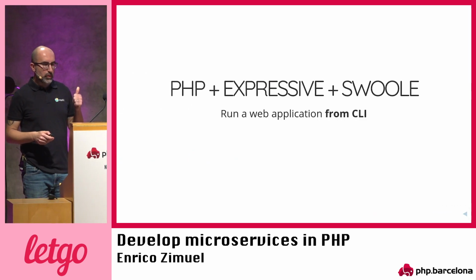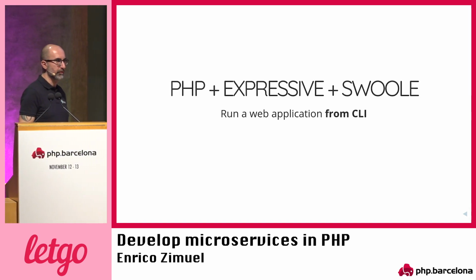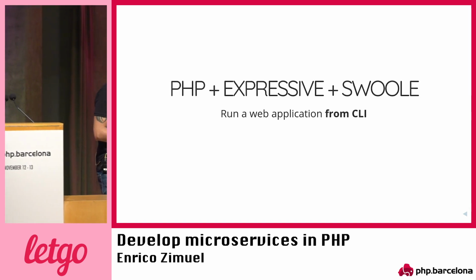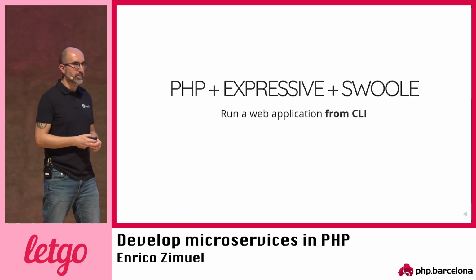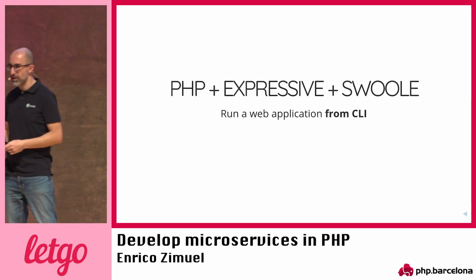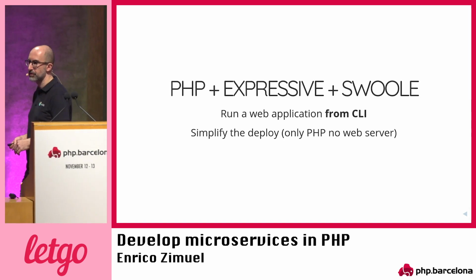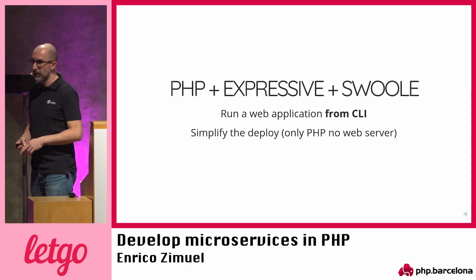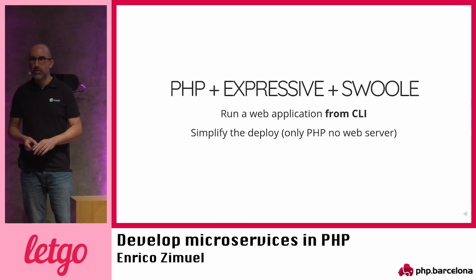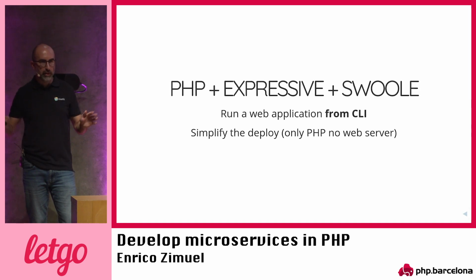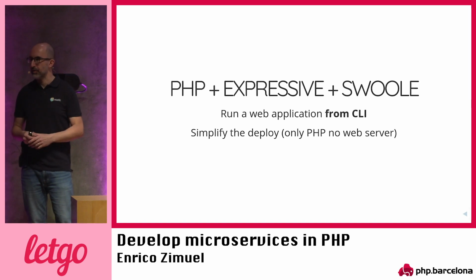So we have PHP, we have Expressive, we have Swoole. This is kind of a revolution for PHP developers, because you run a web application using the command line interface, like Node.js, and you simplify the deployment, because you don't need to manage a web server anymore. For instance, you can have just one container in Docker with PHP, and that's it. That's the only technology that you need in order to run a web application, or an API, or whatever you want to call it. It's quite awesome, right?